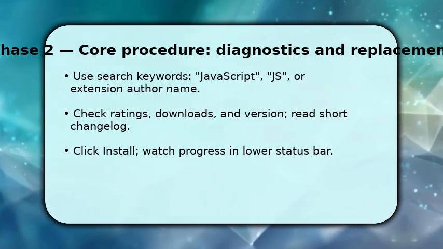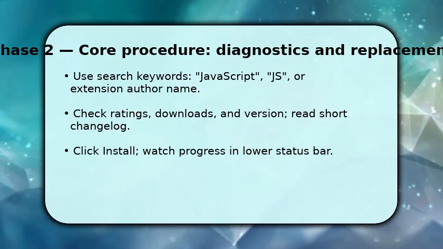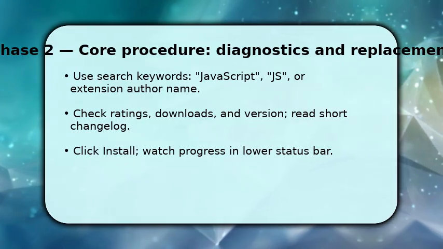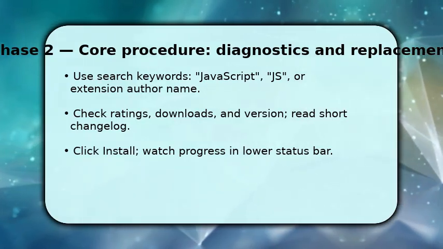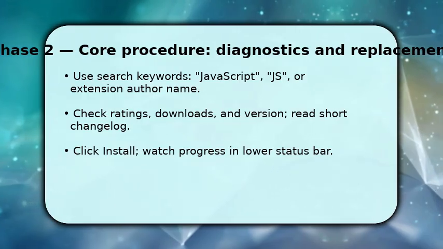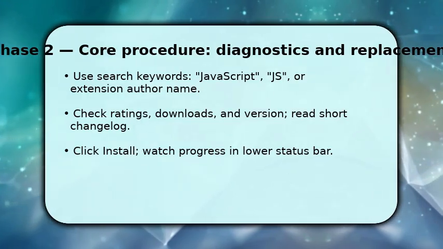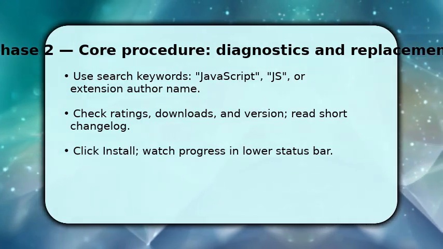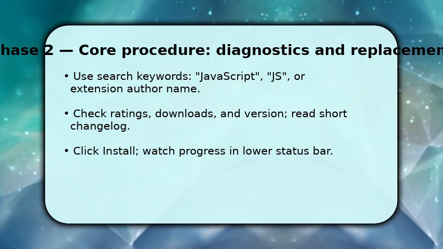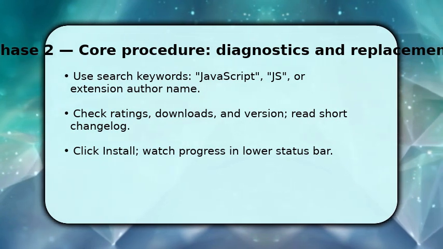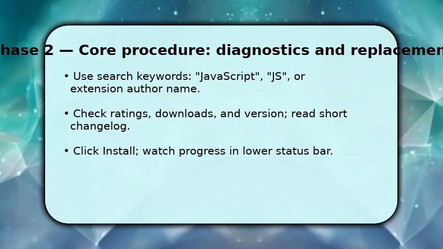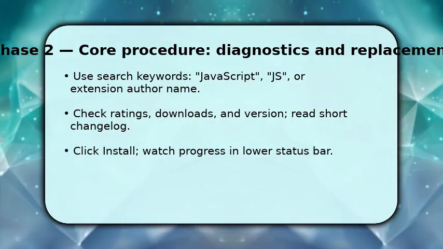When you choose one, click Install and watch the status bar for progress. Some extensions also prompt to enable language features or reload. Do that. If prompted, accept the recommended workspace trust settings to allow full functionality. Finally, reload the editor if the extension requests it, and confirm the Extensions tab shows it as enabled.